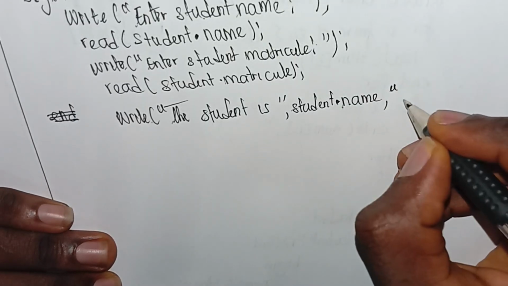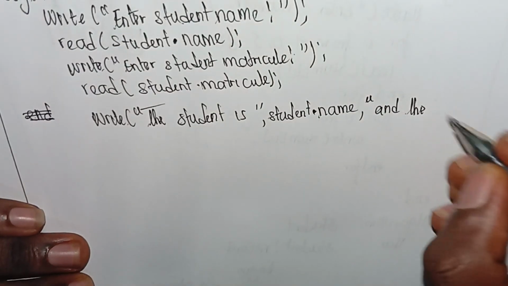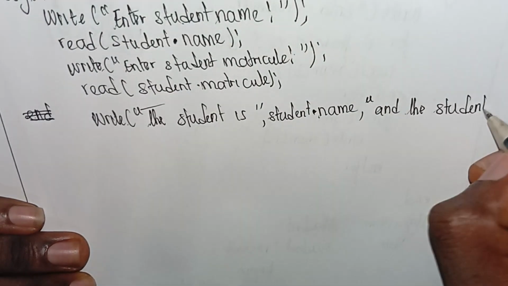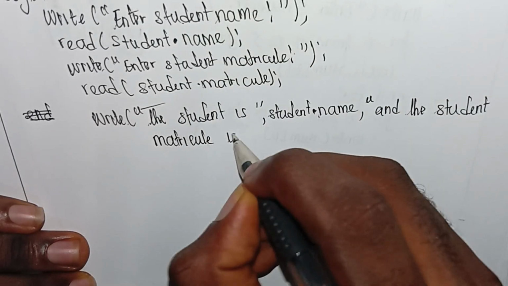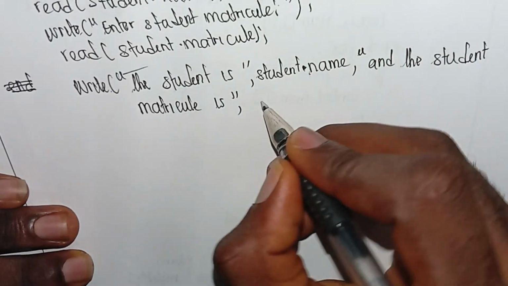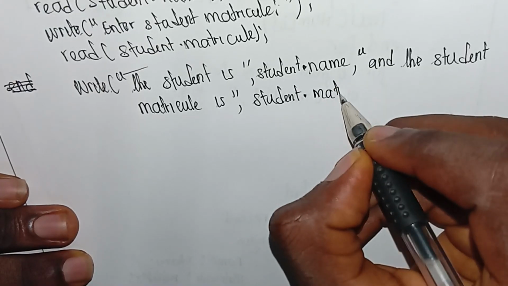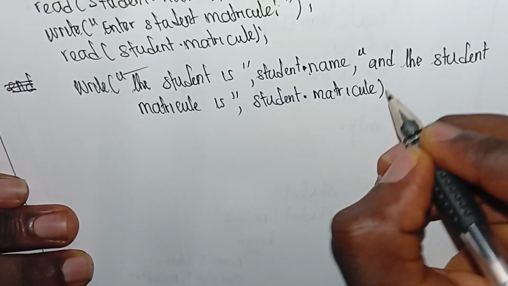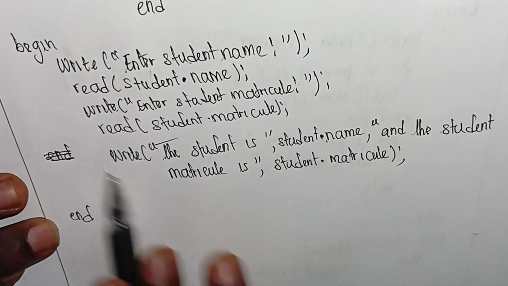Comma, and the student matricule is, comma, student dot matricule. And in essence, there is the display message. So we have created, we have stored data in it, and we have displayed that data.